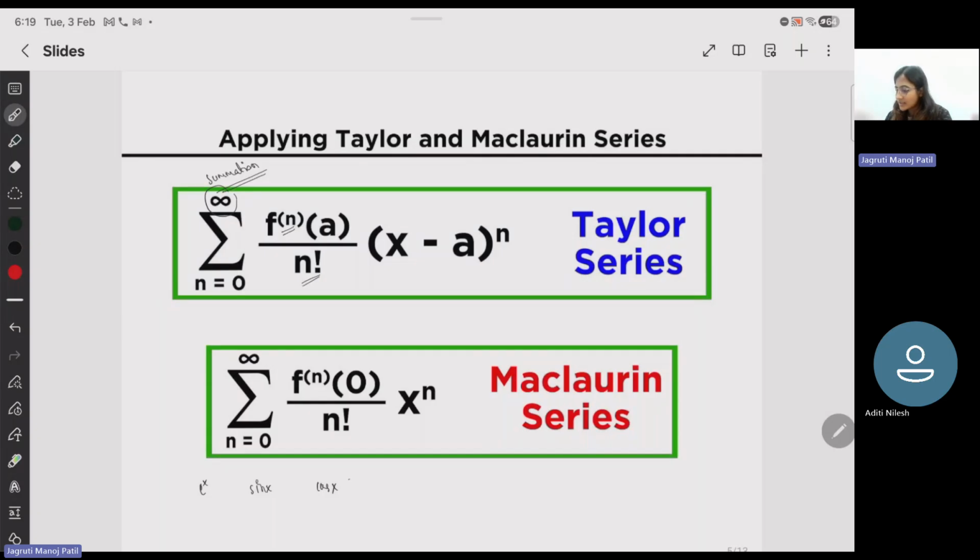So this is Taylor series, which says that you take the nth derivative of a function, evaluate it at a, divide by n factorial, and then multiply by (x minus a) raised to n. Whereas Maclaurin series is a special case of this Taylor series, which is nothing but evaluated at a equals 0. So if you look at both of them, there's only this one difference, that this is evaluated at a equals 0.